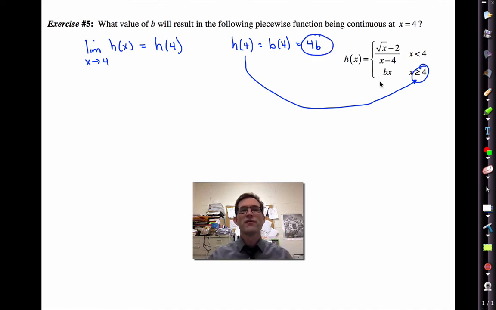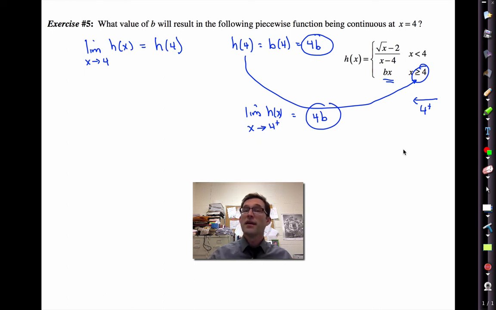Now here's what's a little confusing though. That also happens to be the limit of h of x as x comes into 4 from the right. That also is 4b. For the same reason, if I'm coming into 4 from the right, then I'm on this formula, and since that formula is continuous, I can just put the 4 in, and I get 4 times b.